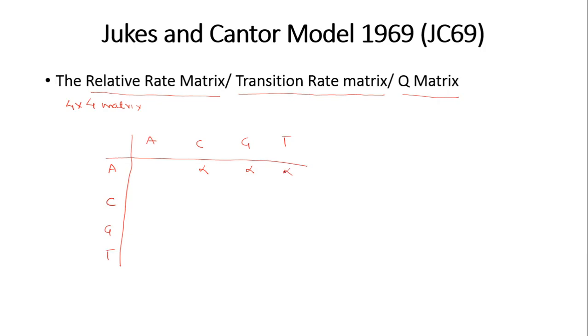Right? So in short, we have got 3 alphas. This is the first alpha, second alpha, and third alpha. Right? So the chance of remaining as A is 1 minus 3 alpha. Therefore, all the diagonal values in a transition matrix will be 1 minus 3 alpha: 1 minus 3 alpha for C to C, 1 minus 3 alpha for G to G, and 1 minus 3 alpha for T to T. Okay? And the remaining transitions we would simply denote as alpha.